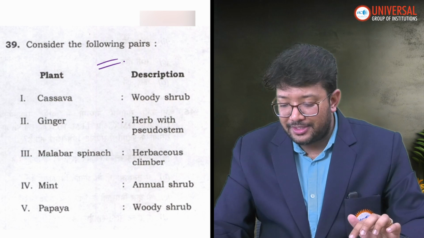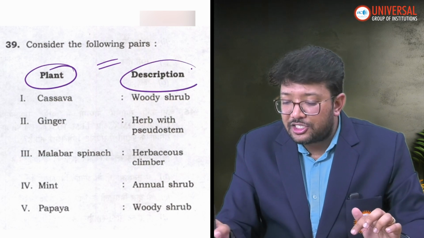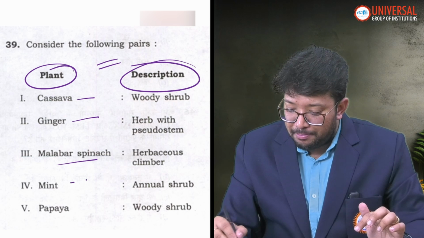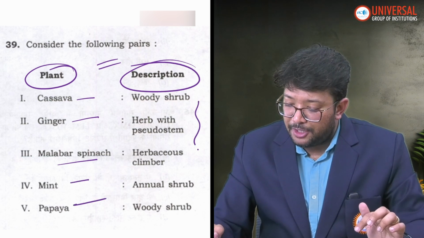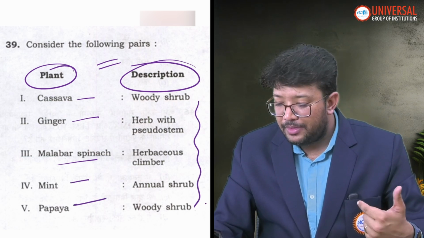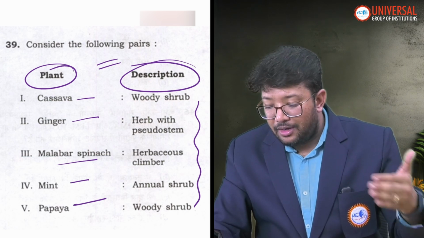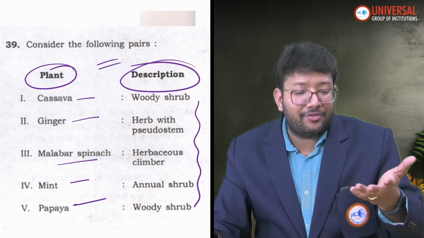Consider the following pairs. The plant is there, and the description is there. Cassava, ginger, Malabar spinach, mint and papaya. And these are the descriptions: annual shrub, woody shrub, herb with pseudo stem, herbaceous climber. What exactly are these?